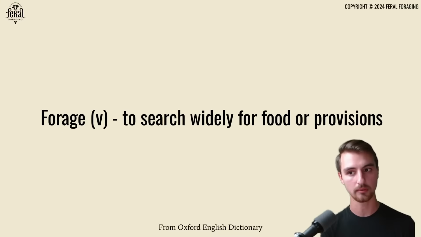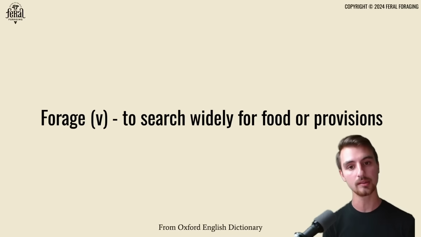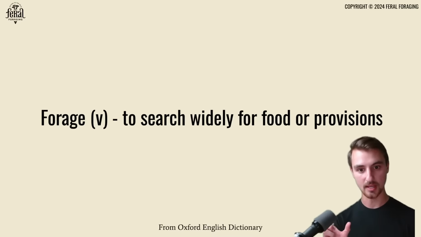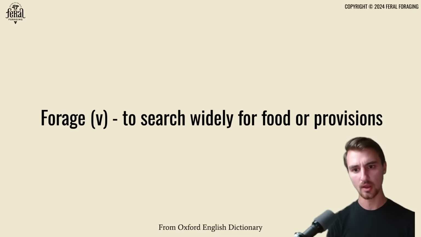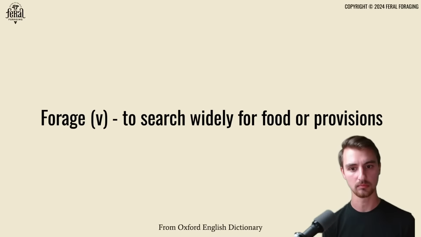We could also be talking about foraging for fiber, for example, for cordage, for making rope with. We could be talking about foraging for herbs to use for medicinal purposes. So it's not just food, it's things that are of use to us. And here's the other part of it, that beginning piece over there, to search widely. That is very important. Because what makes foraging different from farming? What makes foraging different from agriculture?